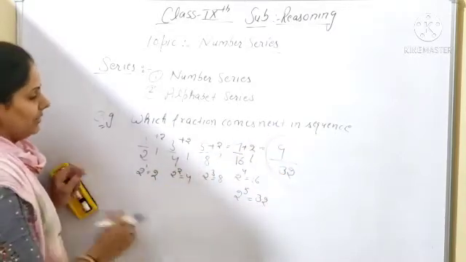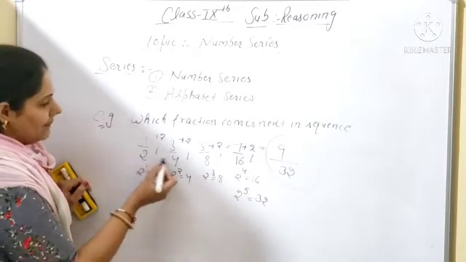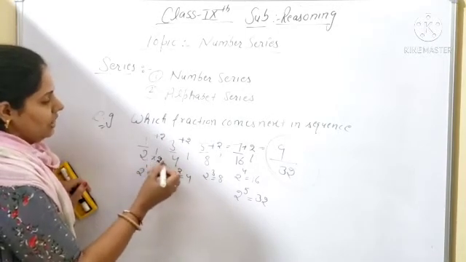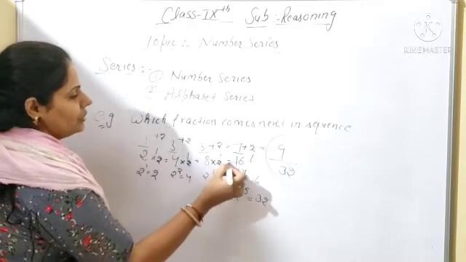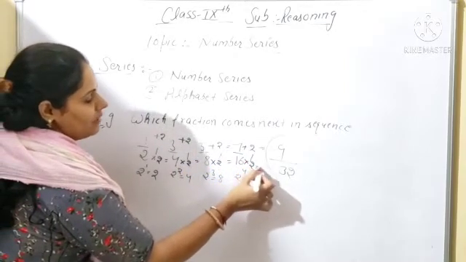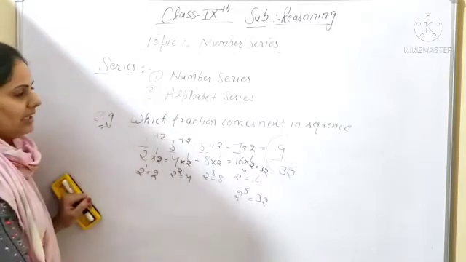After that, if you are checking the denominator, you can say simply 2 multiplied by 2, you are getting 4. 4 multiplied by 2, you are getting 8. 8 multiplied by 2, you are getting 16. So 16 multiplied by 2, what will be the next number? It will be 32.